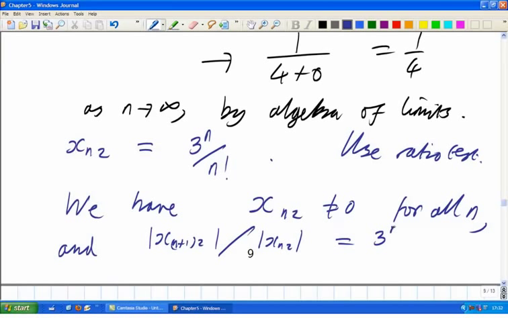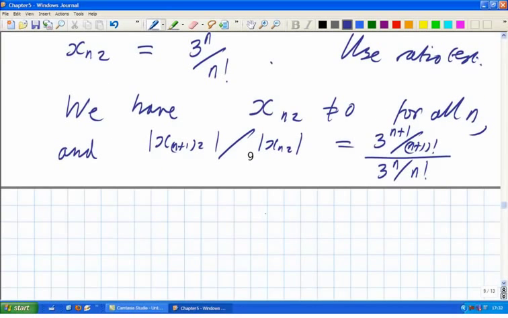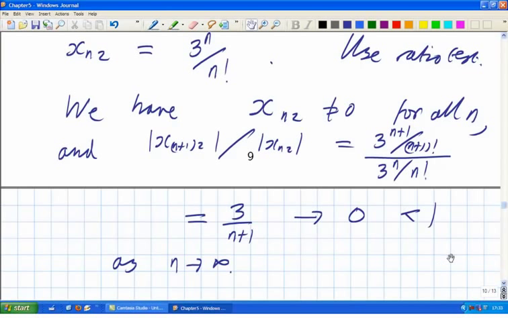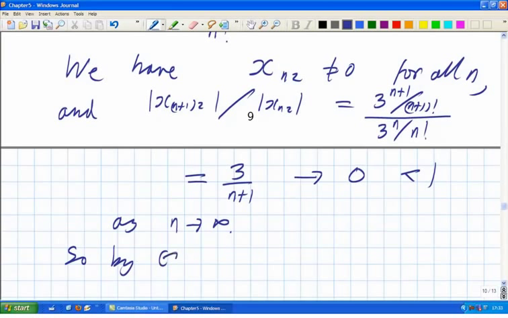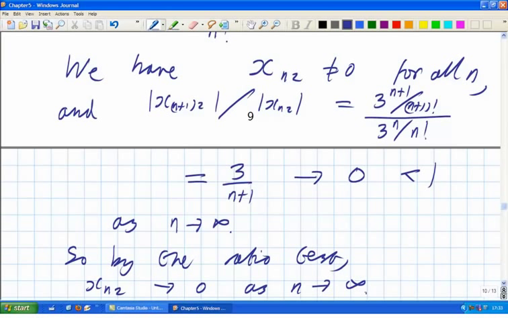That's 3 to the n plus 1 over n plus 1 factorial divided by 3 to the n over n factorial, which is equal to exactly 3 over n plus 1, which tends to 0, which is less than 1, as n tends to infinity. This is exactly how you'd express it from the way you did it last year. So what's going on? The limit ratio exists, and it's a number less than 1. So by the ratio test, the sequence converges to 0. Now, if you don't like messing around with xn2, which is a bit ugly, you could always rename that as another sequence and work with that.